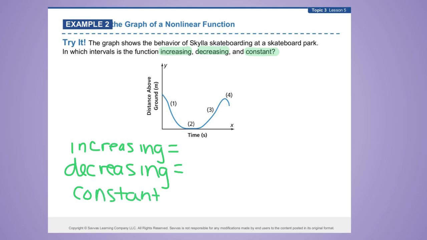Just a short reminder, increasing means both variables are going up, and it usually looks like this. Decreasing means one variable is increasing while the other is decreasing, and it usually looks like that. And constant just means everything is stable, and it usually looks like that. So go ahead and pause me here while you decide which intervals belong where. Come back for checking when you're ready.